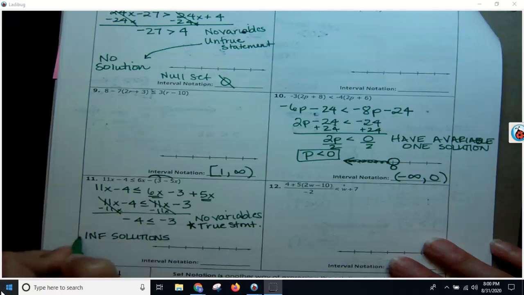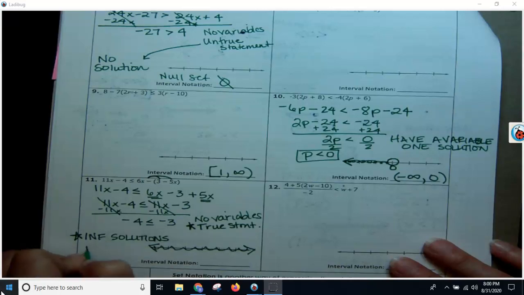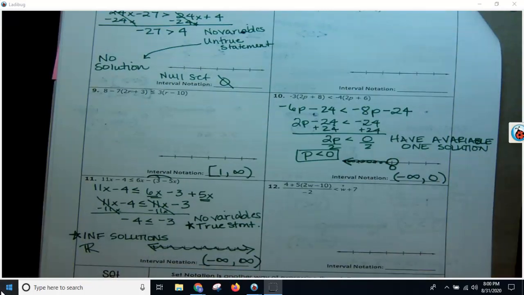No matter what number we put in there. And so to graph that, you literally would just shade in the entire thing. This is also all real numbers, but the way to write it in interval notation, you just do negative infinity is the lowest, and positive infinity is the highest. Okay? All right.